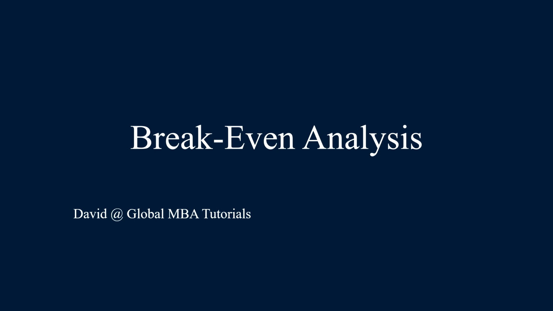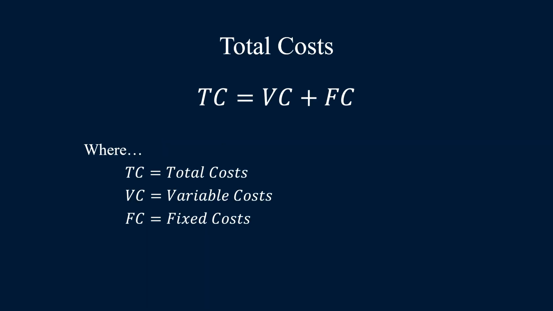It's a very simple concept which helps you figure out how many units you have to produce in order to just break even. And the first thing we're going to talk about is total cost. The formula for total cost is total cost equals variable cost plus fixed cost.